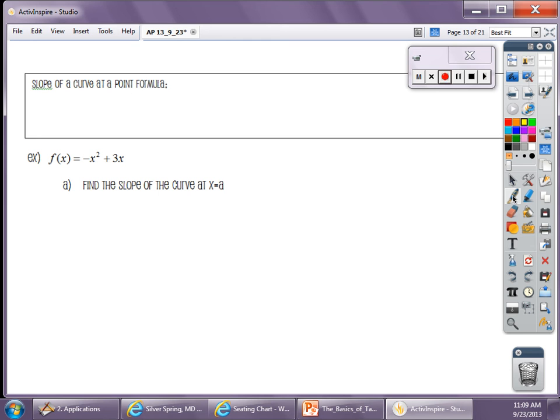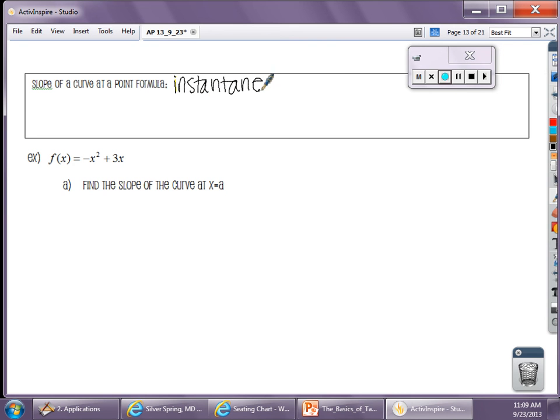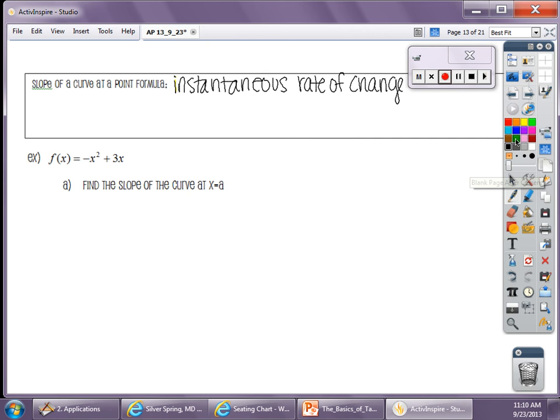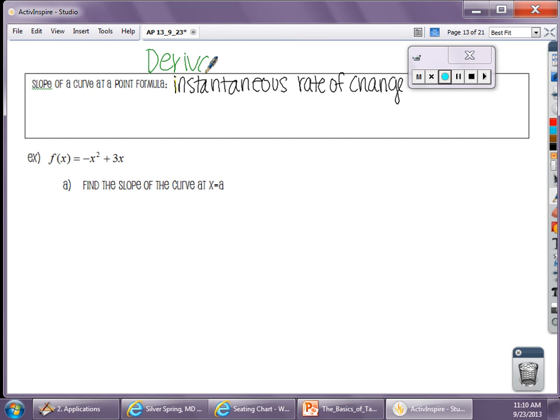So, slope of a curve at a point. That is the same exact thing as instantaneous rate of change, which is the same exact thing as the new word you learned. What's the new word that you learned? Derivative. Okay? So, what does that mean?